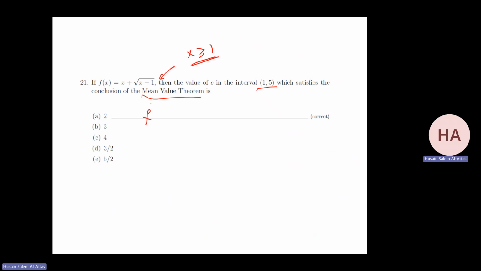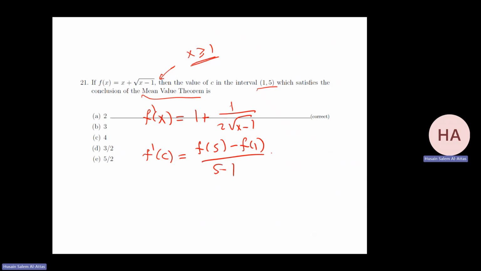Okay, so now f prime will be what? It will be 1 plus 1 over 2 root x minus 1. Okay, so f prime at c equals f of 5 minus f of 1 over 5 minus 1. f of 5 will be what?